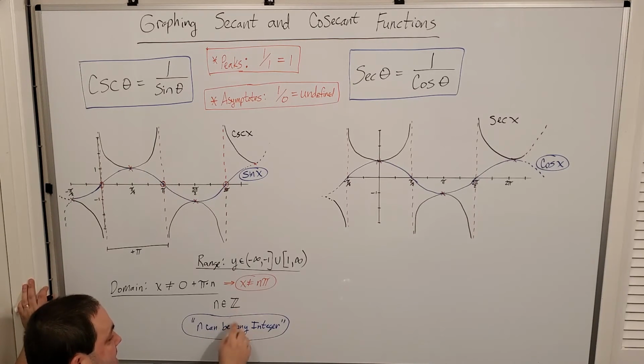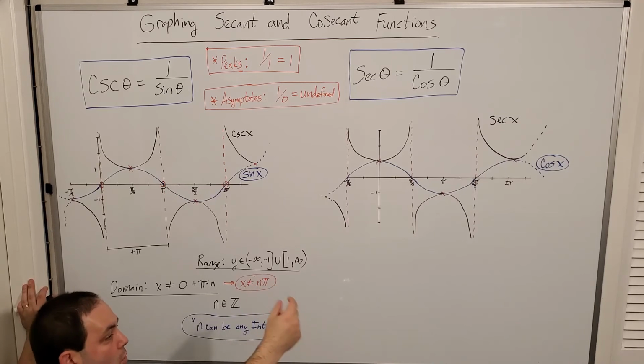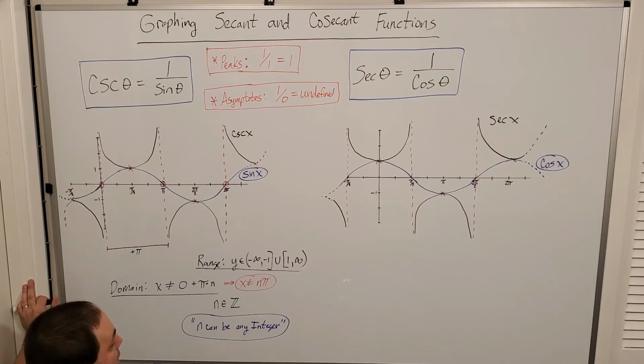This double line Z is the set of integers, which is all of the numbers, -3, -2, -1, 0, 1, 2, 3. It's all of the whole numbers, positive, negative, and 0. No fractional, no decimal, no irrational, nothing. Just the whole numbers, positive, negative, and 0. And n can be any of those. Okay, let's test it out.